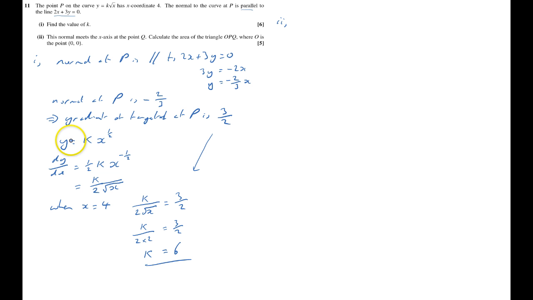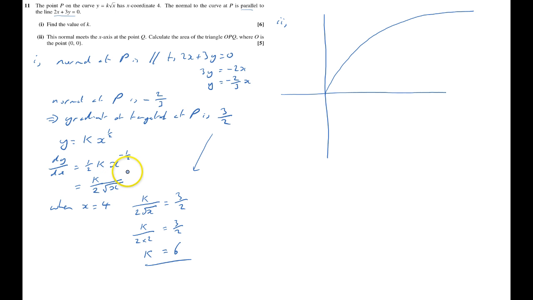And now the second part. This normal meets the x-axis at the point Q. Okay, I'm going to have to draw this. I can draw it roughly quite nicely now because I know that my curve, y equals k root x, that's 6 root x, is going to go something like that. And when x equals 4, the normal to the curve goes down here and meets the x-axis at Q.